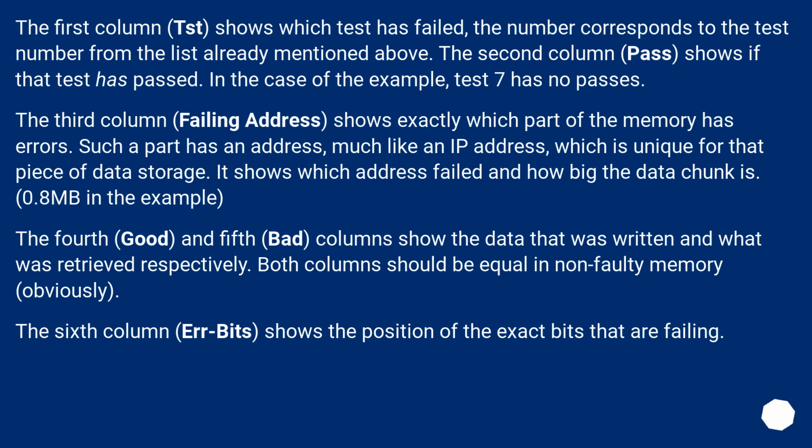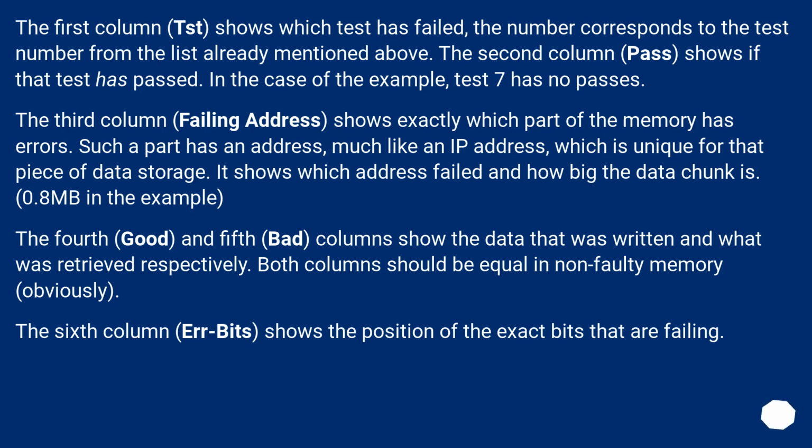The third column, failing address, shows exactly which part of the memory has errors. Such a part has an address, much like an IP address, which is unique for that piece of data storage. It shows which address failed and how big the data chunk is. 0.8 MB in the example.